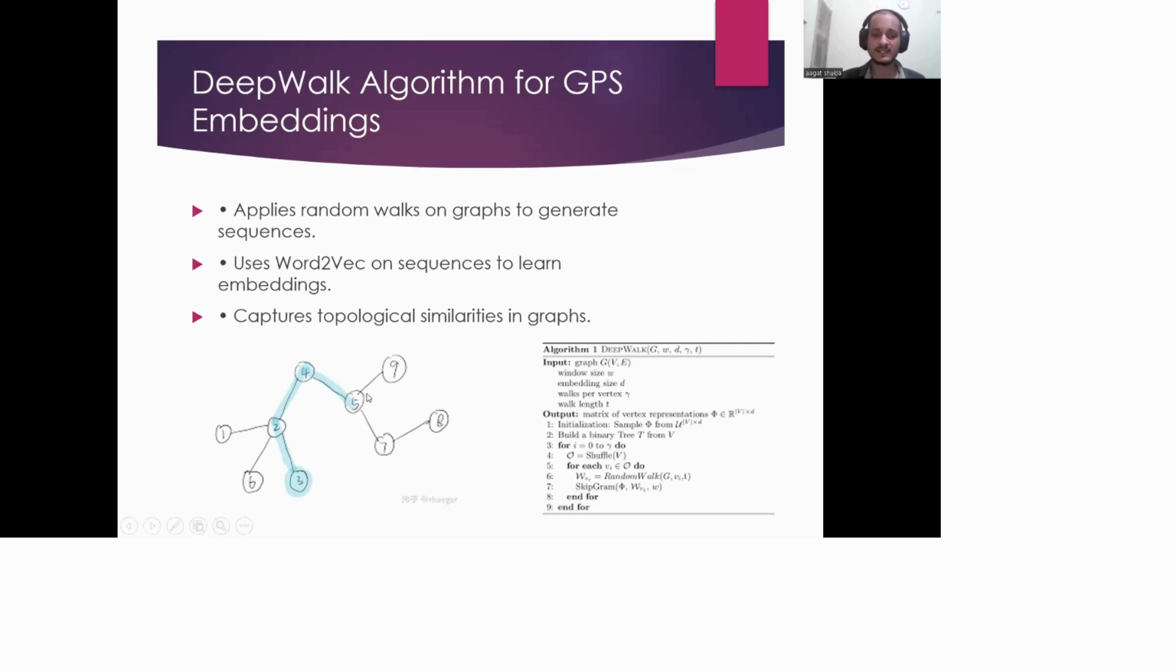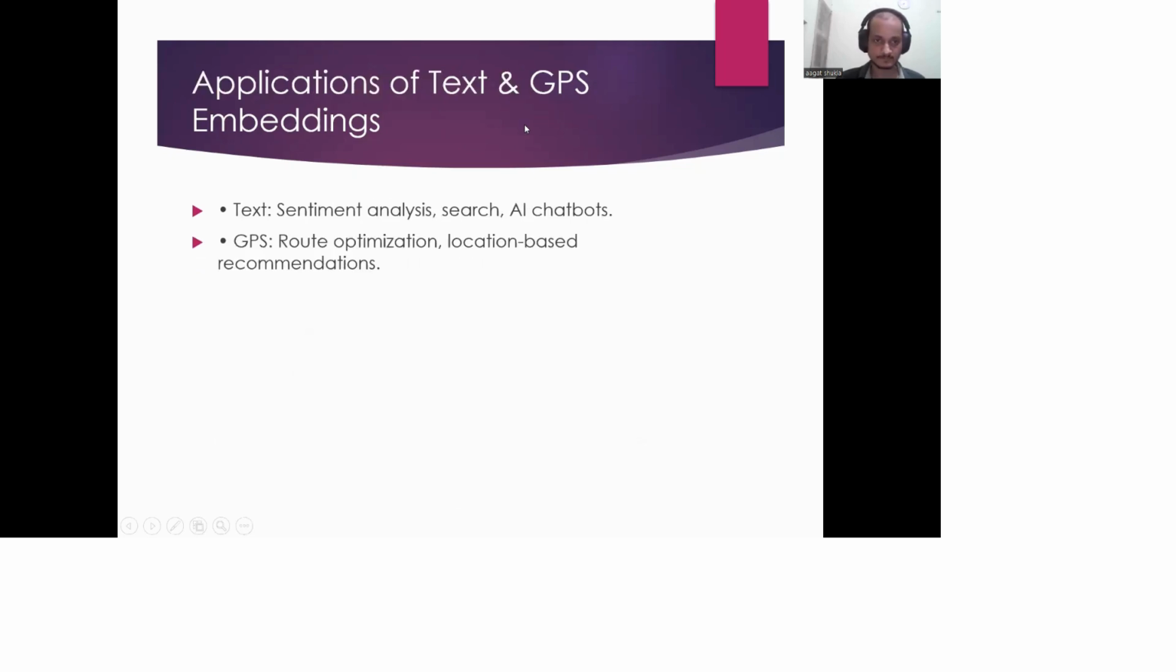And the way it works is that the loss function it uses forces two nodes which are close to each other in a vector space to also have closer cosine similarity between them, and that enables them to learn semantic similarity as well as spatial similarity. So that is one of the popular algorithms for GPS embeddings.